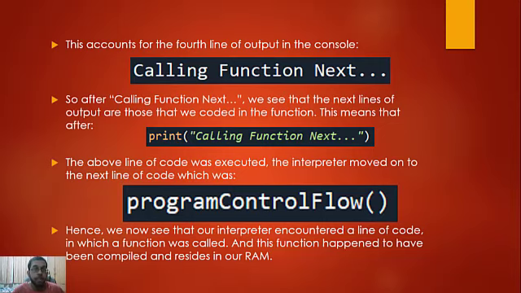So after calling function next, we see that the next lines of output are those that we coded in the function. This means that after print calling function next was executed, the interpreter moved on to the next line of code, which was program control flow. Hence, now we see that our interpreter encountered a line of code in which a function was called, and this function happened to have been compiled and resides in our RAM.